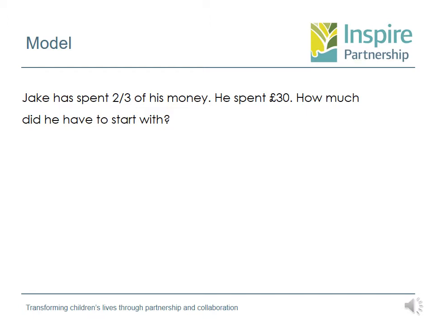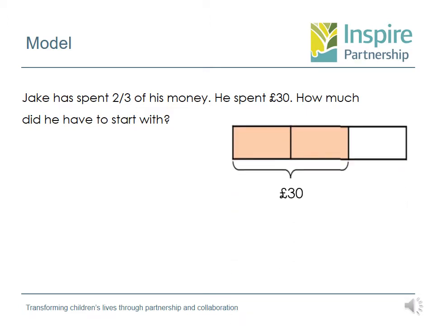So the first question, which is based around one that's similar on your home learning, is that Jake has spent 2/3 of his money. He spent £30. How much did he have to start with? So we know how much he spent, but we need to know how much he had in the beginning. This is a little example of how it can be on a bar model, which may well help you.